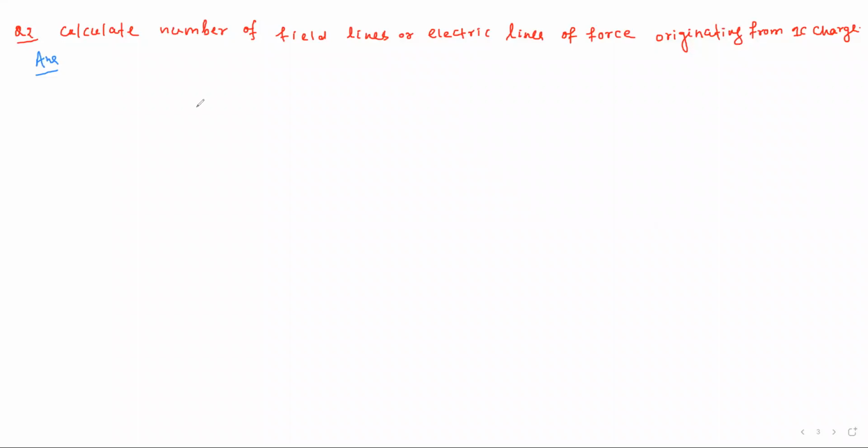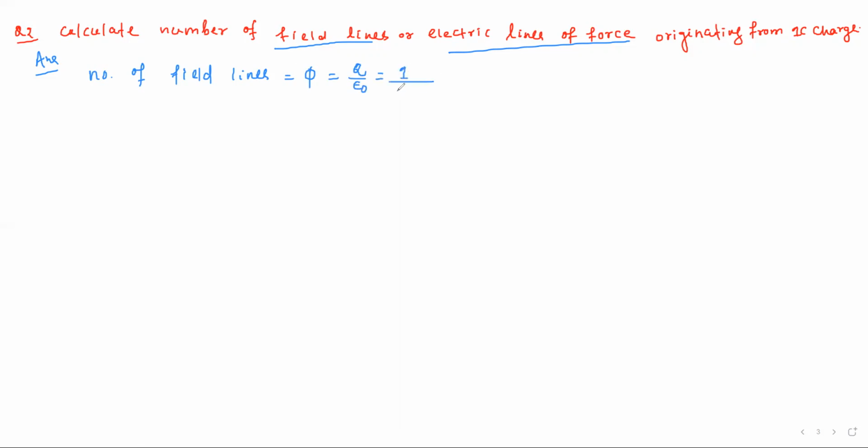Calculate the number of field lines. The number of electric field lines, or lines of force, originating from 1 Coulomb of charge. How do we find the number of lines? Number of lines means electric flux through a closed surface enclosing the charge. Number of lines means electric flux. Remember, number of field lines means flux, which is indirectly given by the formula q by epsilon naught.